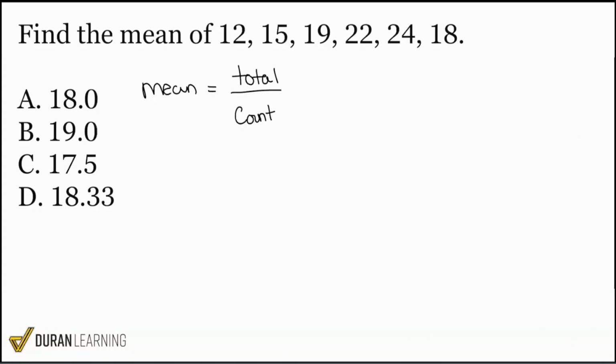And what we mean by that is the total is adding all of these values up, and the count is the number of numbers: 1, 2, 3, 4, 5, 6. So we'll go ahead and write that down right over here. Divide that by 6. And up here, we need to add all of these values up. So let's write these out: we have 12, 15, 19, 22, 24, and 18.